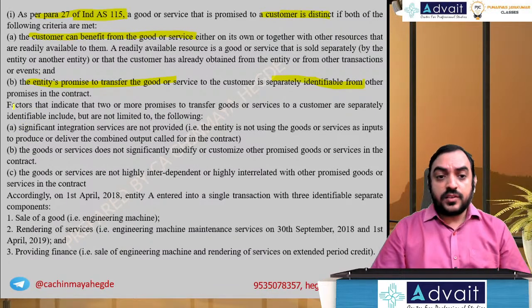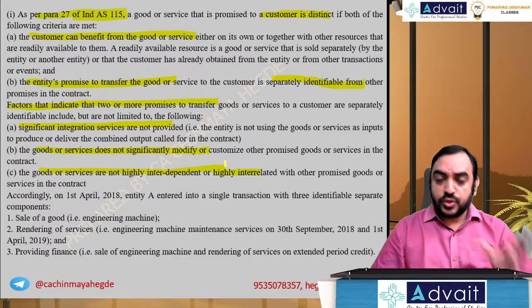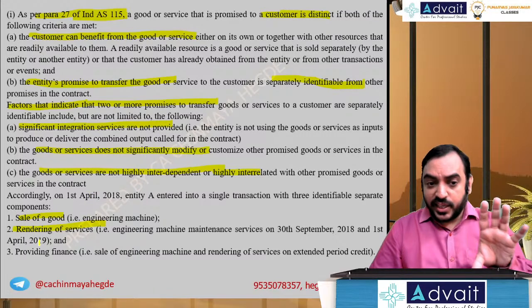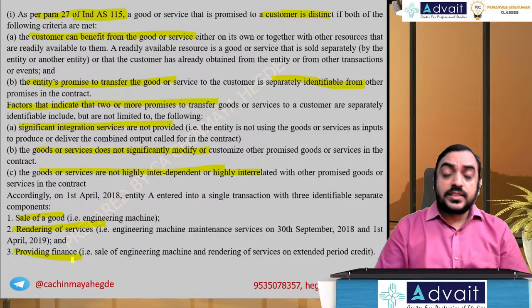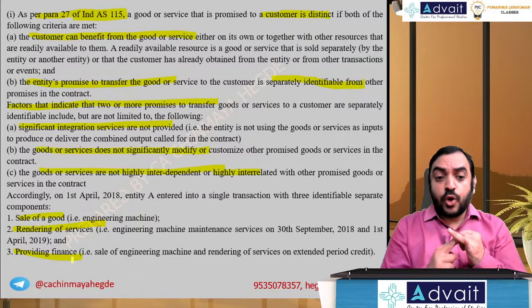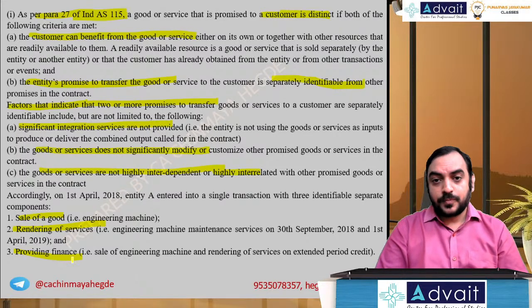And there are three more factors. Four factors indicate that two or more promises can be separately identifiable. When they are separately identifiable, there is no significant integration, the goods do not require significant customization, and they are not interdependent or highly interrelated. So none of these things are there. Accordingly, sale of goods is one obligation, rendering service is another obligation, and providing finance is another one, because you are giving one year time to make the payment. So you have to recognize sale value for Model Pi. Then two services are involved, first service, second service, September and April, and then you are going to have providing finance. That is the interest element, interest income that you have to recognize.